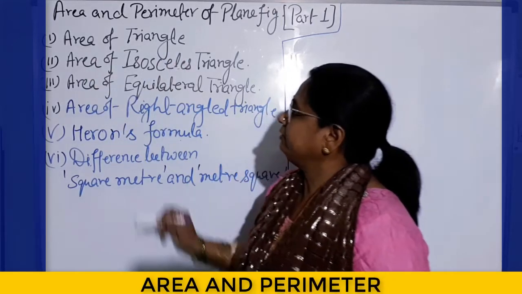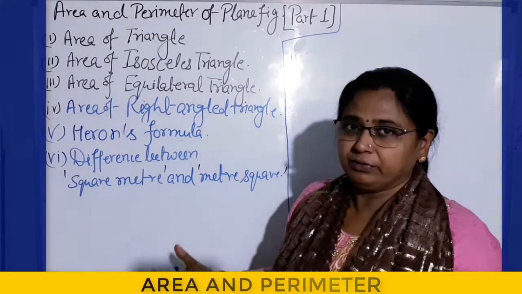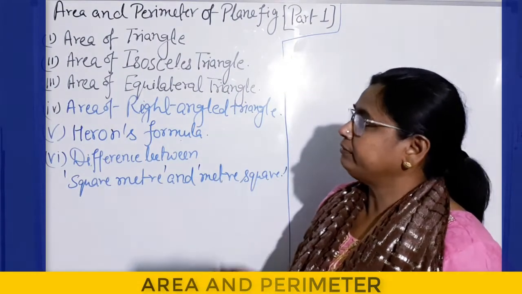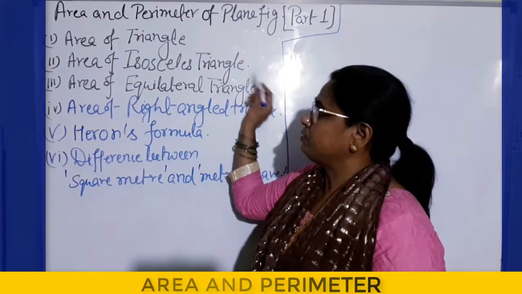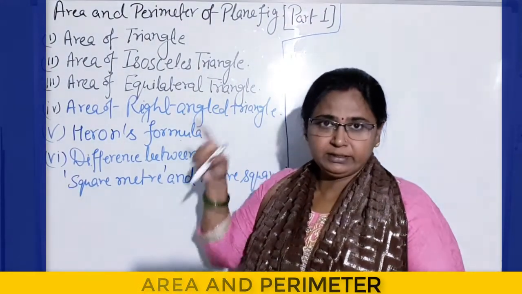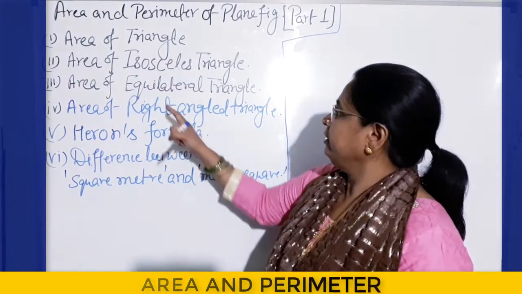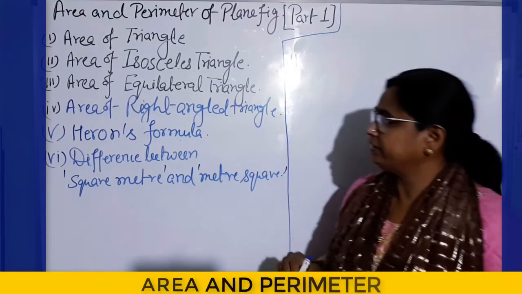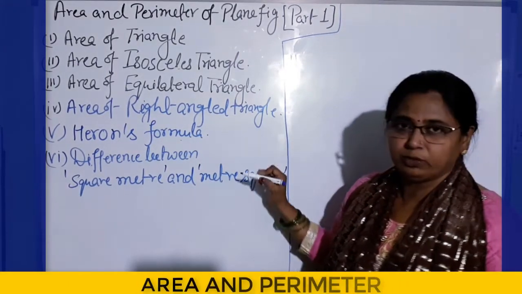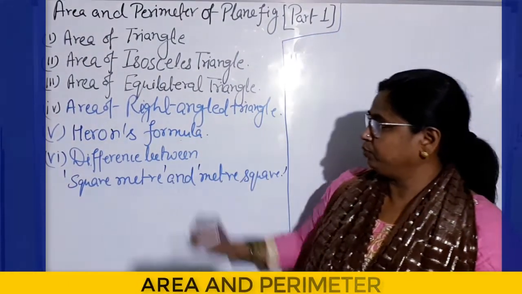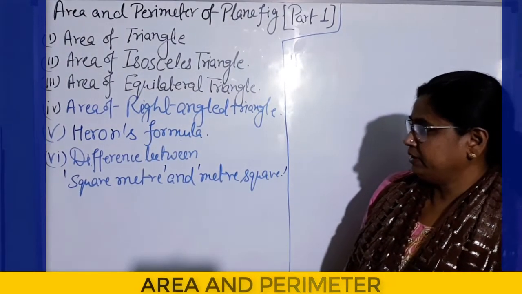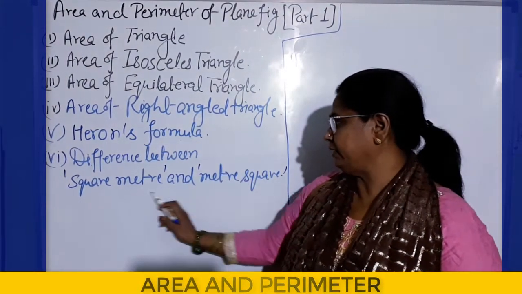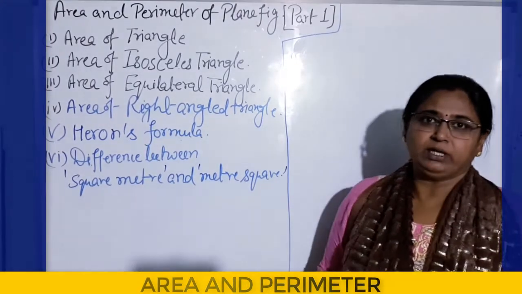Area of triangle, the general formula to find out the area of any triangle, area of isosceles triangle, how to get their formula, that I will explain. Same thing for equilateral triangle, area of right angle triangle, and Heron's formula. And fifth number is the difference between a square meter and meter square.